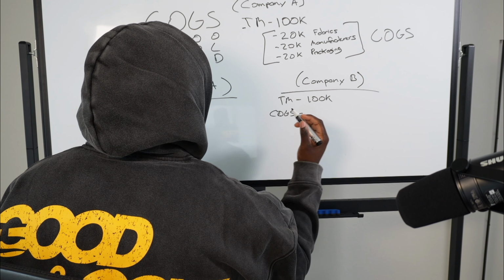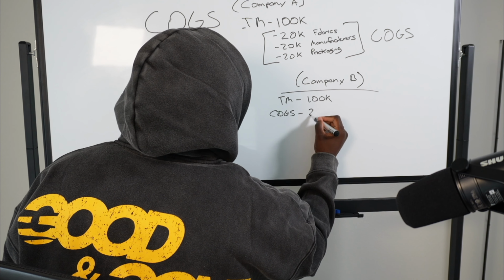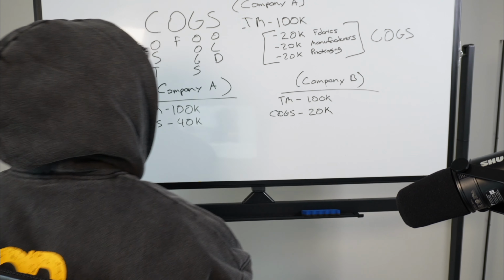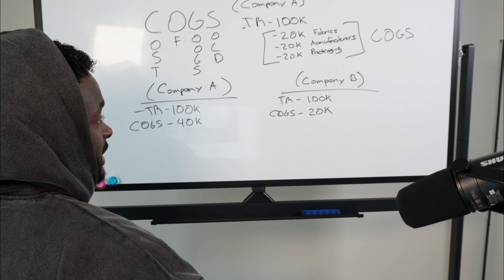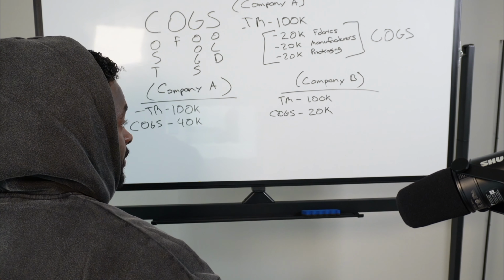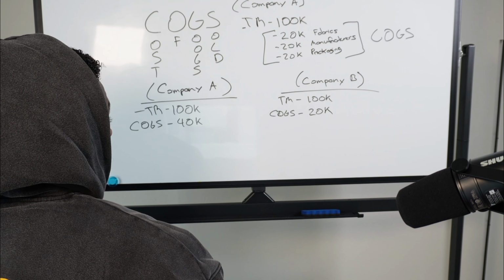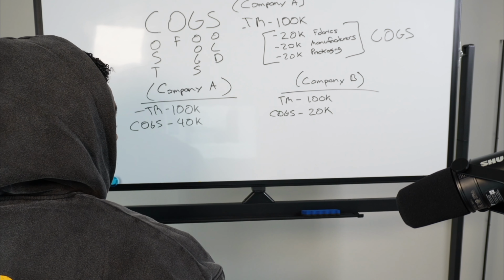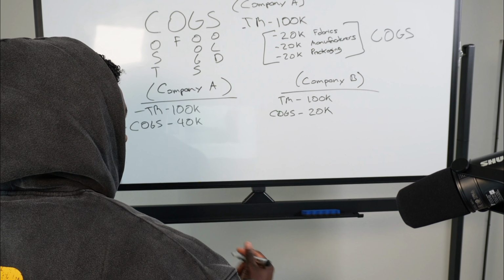So company B, their cost of goods sold is only 20K. They got a good manufacturer, man. They're getting their fabrics for cheap, their packaging for cheap. They've cracked the code. They're able to bring that cost of goods down, and let's see how that affects the gross profit and the gross margin.